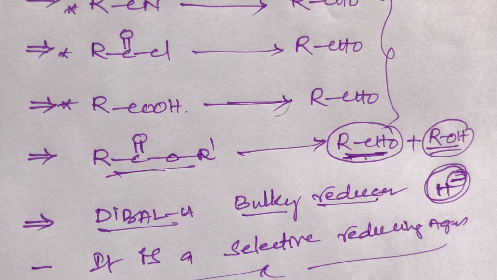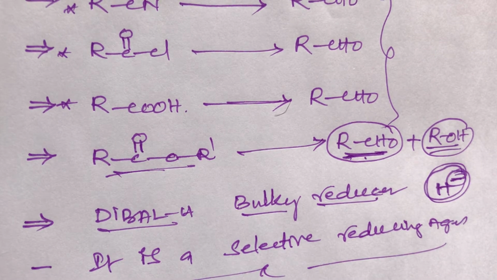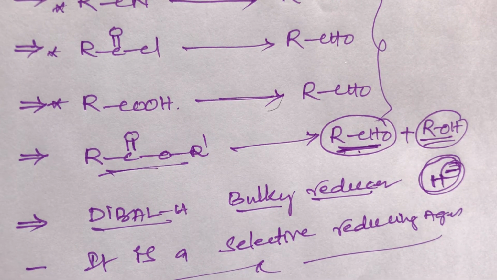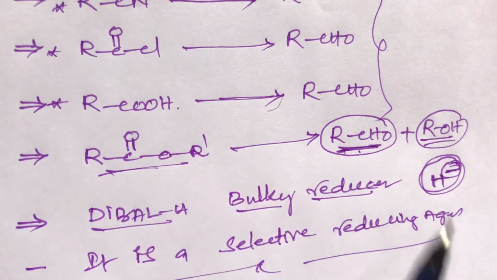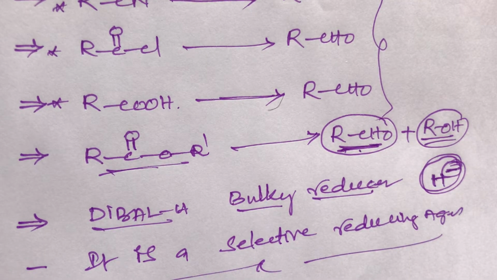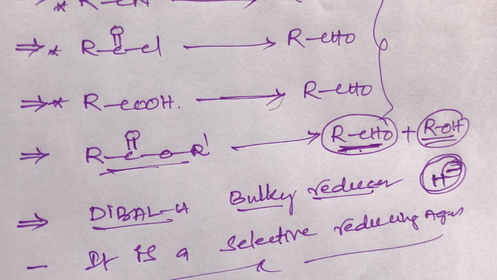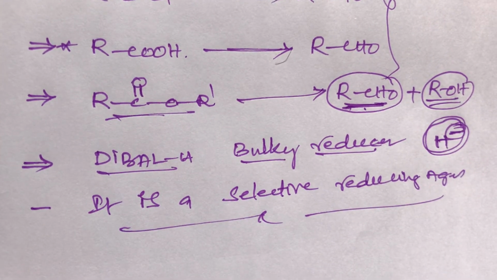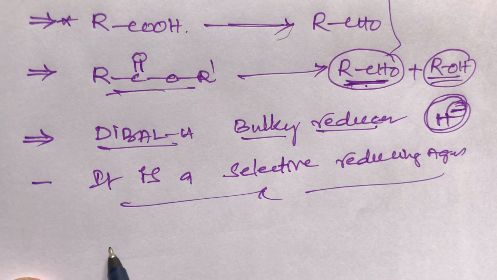So diisobutyl aluminum hydride acts as a reducing agent. It can reduce cyano group, acid chloride, acids and ester. These four functional groups give only aldehyde group. All four functional groups are converted into aldehyde group. This is the very important function. Now take examples. First, an example for cyano group.